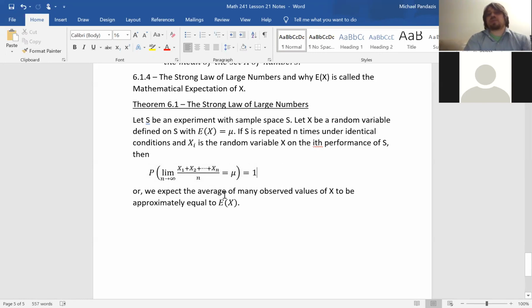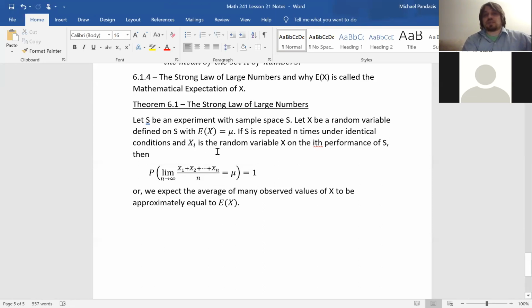Or we expect the average of many observed values of X to be approximately equal to E of X. Okay, so what does that mean? So you have an experiment that you repeat, and X is the random variable, right? So you make X sub i the random variable for each repeated experiment.